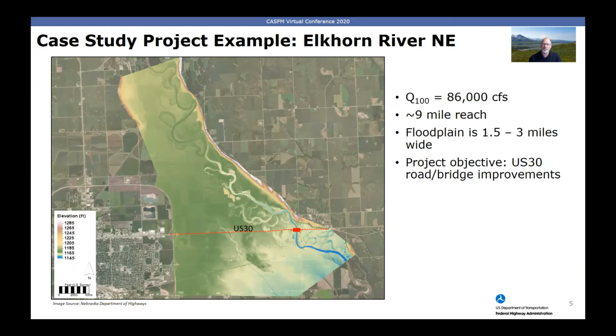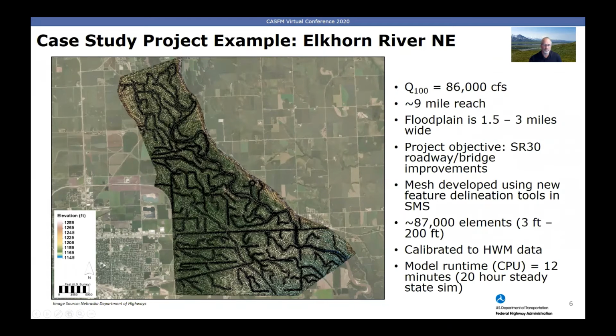The model reach is about 9 miles long, with a floodplain that ranges between 1.5 miles and 3 miles wide. And the modeling effort for this project was primarily completed to support the design of roadway and bridge improvements along US Highway 30, shown here near the bottom of the image. This is the 2D mesh, developed using the SMS software interface for SRH-2D.